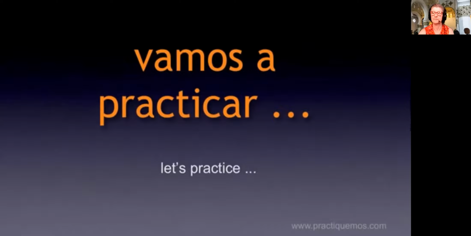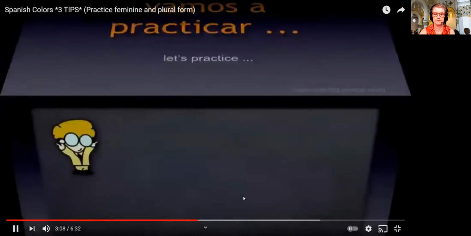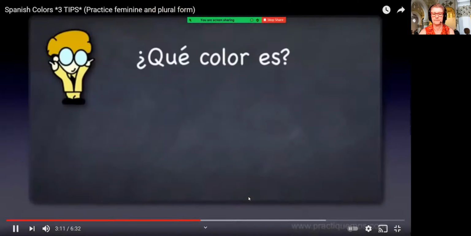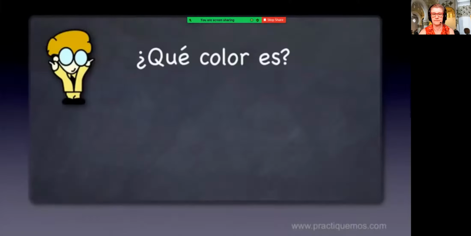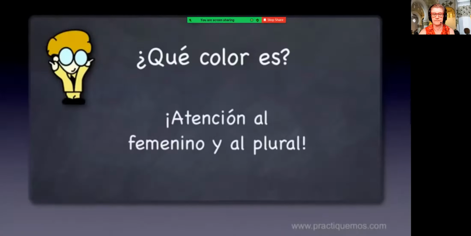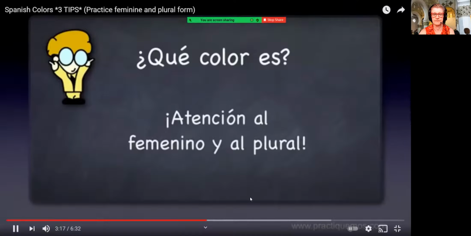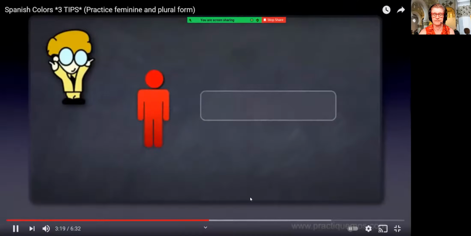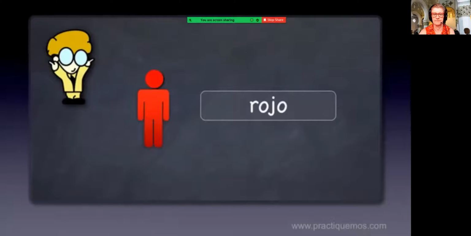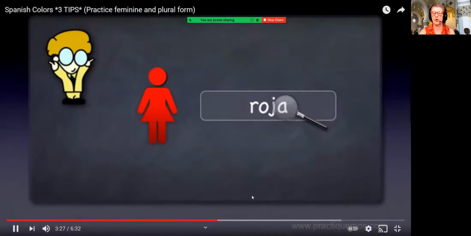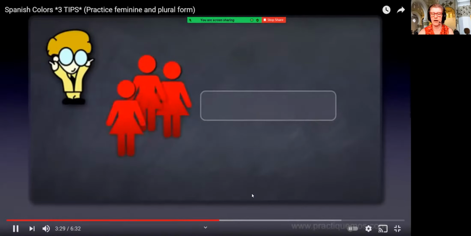Vamos a practicar. ¿Qué colores? Atención al femenino y al plural. Rojo. Roja. They're just showing you if it's feminine, it becomes roja. Ah, feminine plural. Rojas.